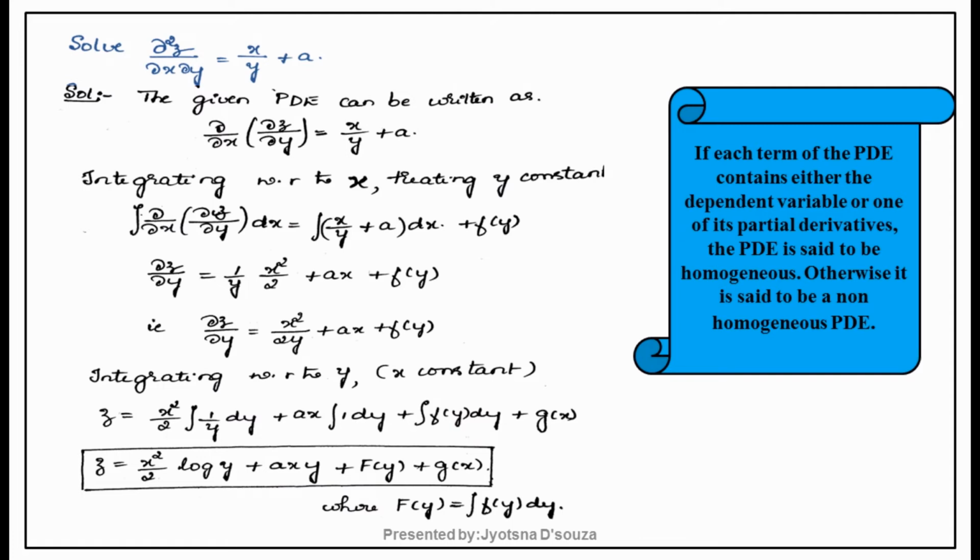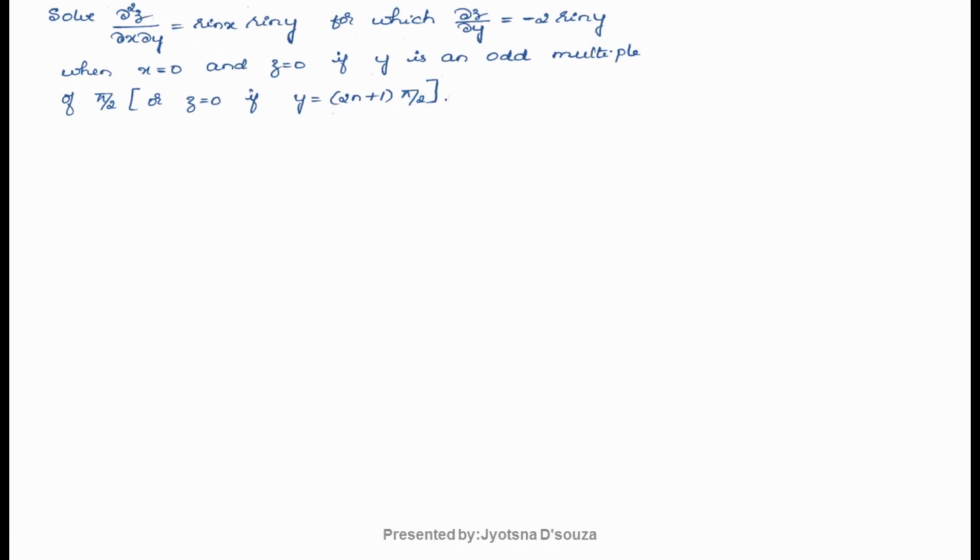Let us see the next example: solve ∂²z/∂x∂y equal to sin x sin y, for which ∂z/∂y is equal to −2 sin y when x is equal to 0, and z is equal to 0 if y is an odd multiple of π/2. So if you see the previous problem and this problem, here some conditions are given for ∂z/∂y and for z.